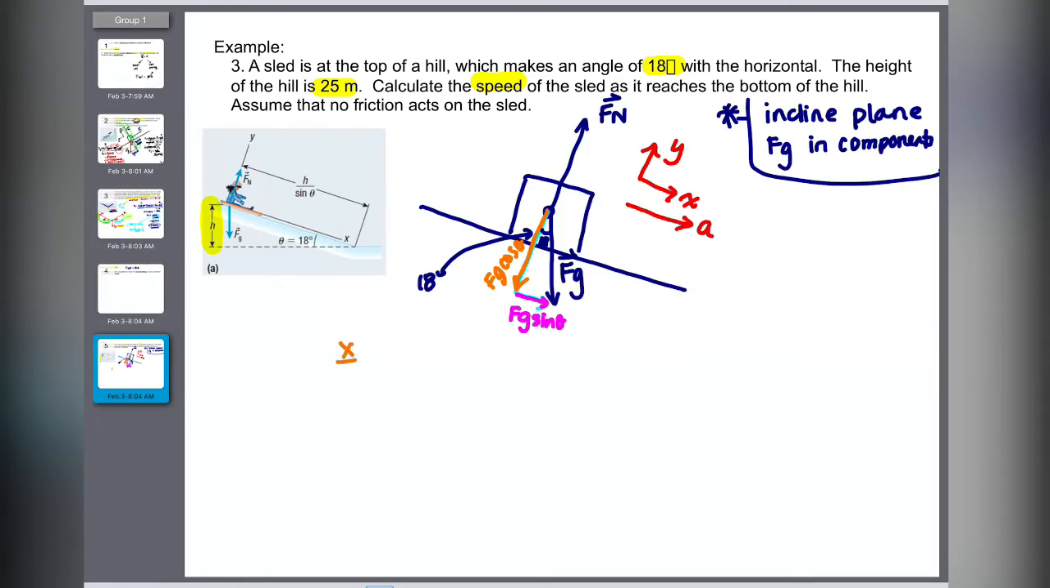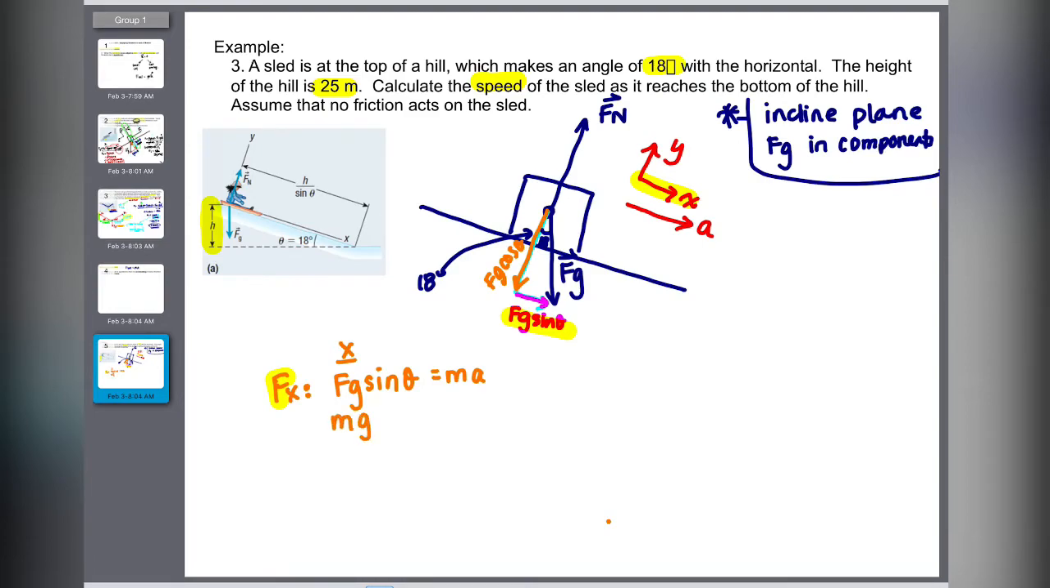So along X, I have one force only. Fg sine theta is the only force along X. I don't have any other forces going along X. Studying the forces along X, my net force is forward minus backward, and I have nothing backward, equals ma. So Fg sine theta equals ma.